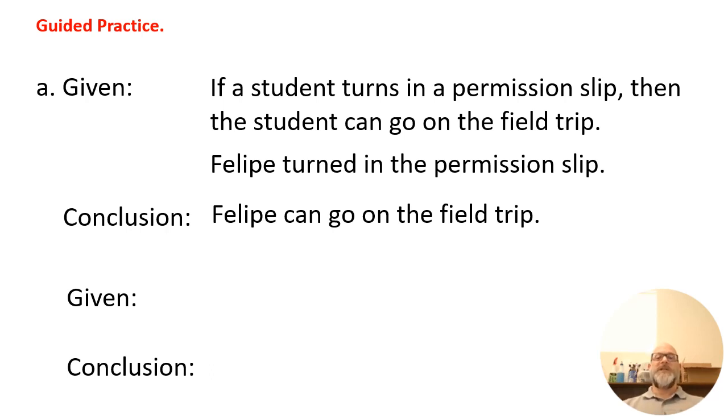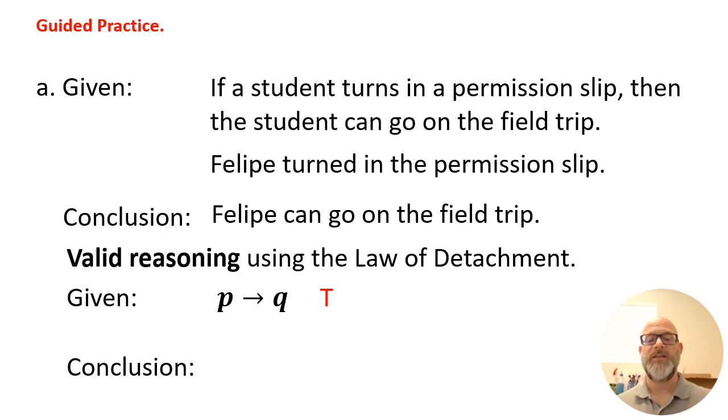If a student turns in a permission slip, then the student can go on the field trip. Felipe turned in a permission slip. Conclusion, Felipe can go on the field trip. Valid or invalid reasoning? Valid. If P, then Q is true. P is true, therefore Q is necessarily true.